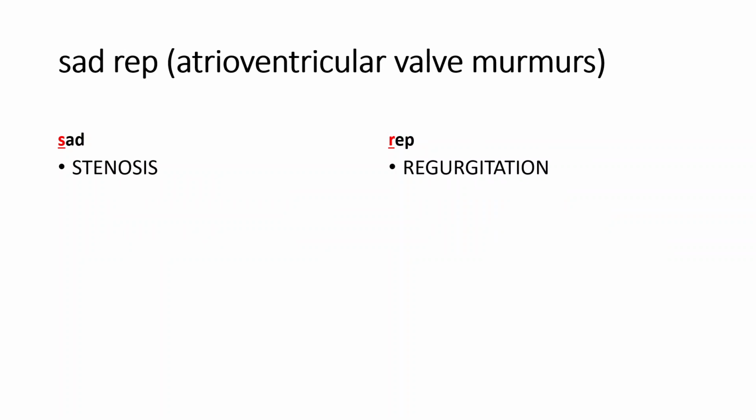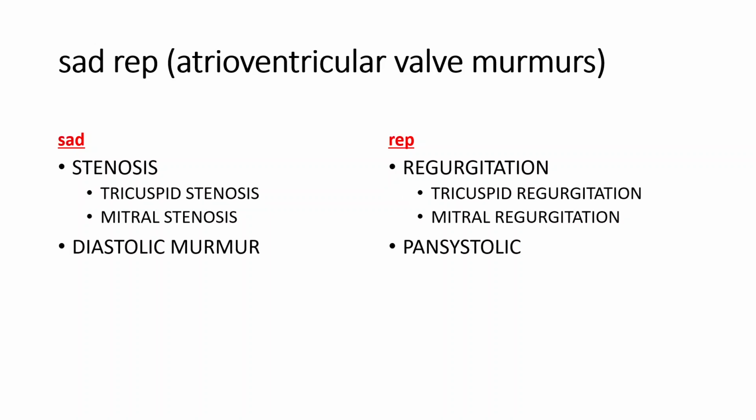Now, SAD REP. The S, just as we have before, S R, stenosis, regurgitation. Diastolic murmur is caused by what? Stenosis of the atrioventricular valve. Whereas pansystolic murmur is caused by what? Regurgitation of the atrioventricular valve. What are the atrioventricular valves? Tricuspid, mitral. So we have it.